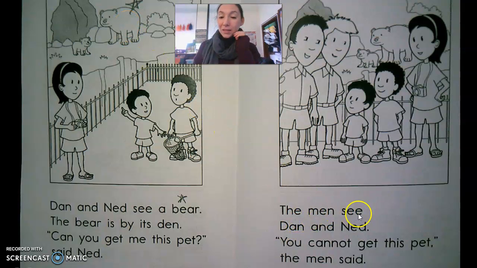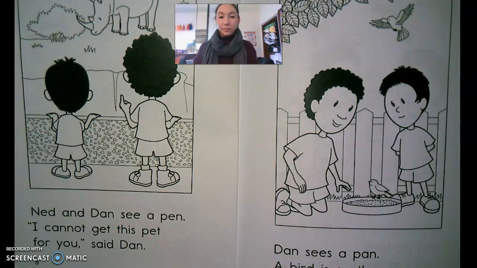The men see Dan and Ned. Can you get me this pet? The men said. Ned and Dan see a pen. I cannot get this pet for you, said Dan.